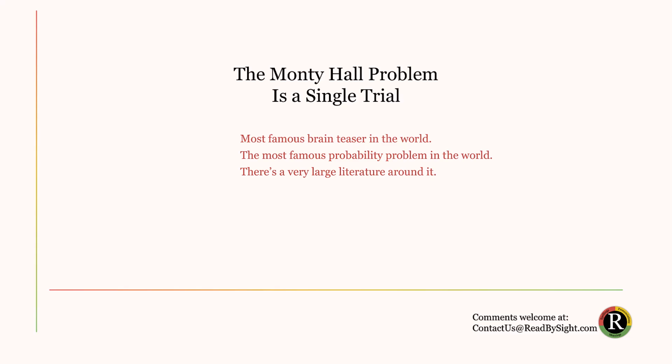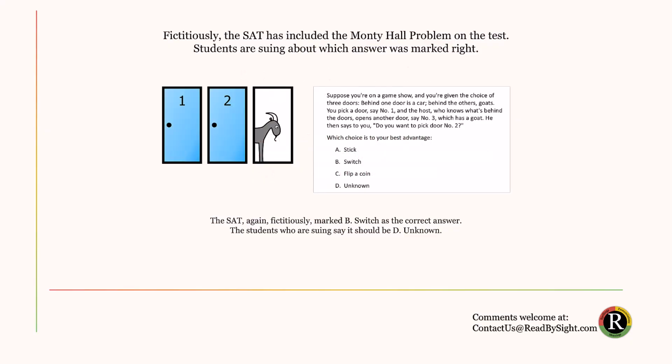It has print and internet articles, it has many YouTube videos, and a very large contingent of academic papers that have all been written about what is the right solution. Now this is the setup that we're using for this video. We're saying fictitiously the SAT has included the Monty Hall problem on the test, and students are suing about which answer was marked right. So let me read the problem.